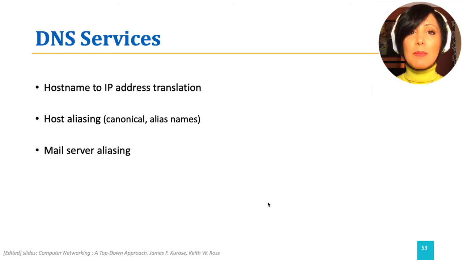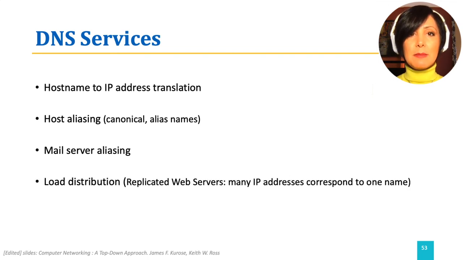DNS could also be used in load distribution among replicated servers. Busy websites have more than one host serving the clients of the website. Therefore, the same request could be directed to different IP addresses. In DNS responses to a query, all of the IP addresses for a server are returned, but the order of listing the IP addresses is different. Since the clients usually use the first IP address in the response, this performs load balancing among the servers.